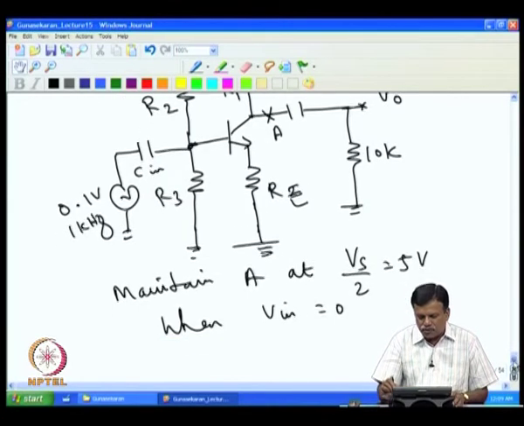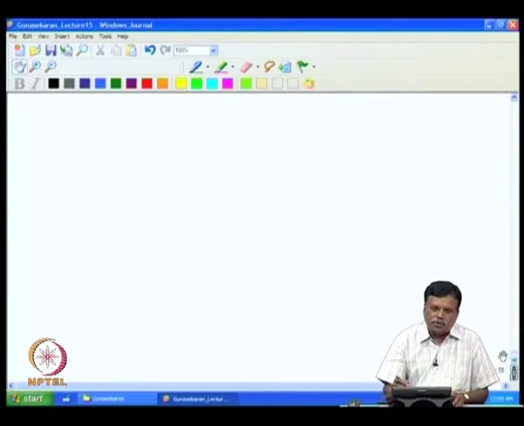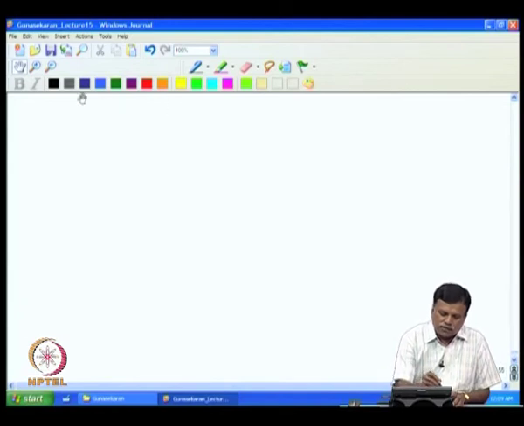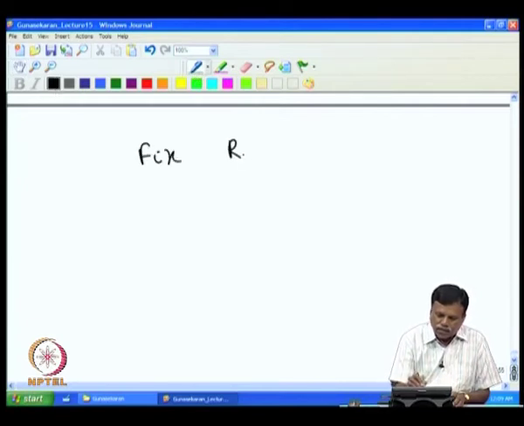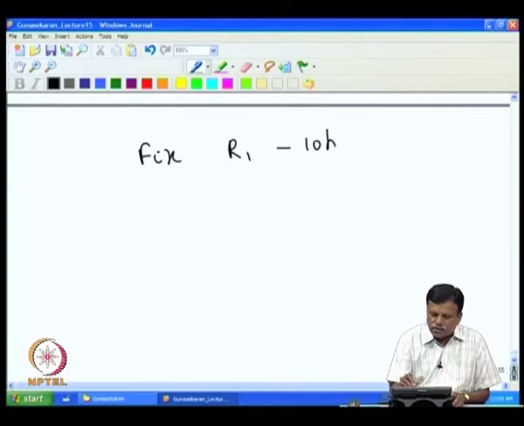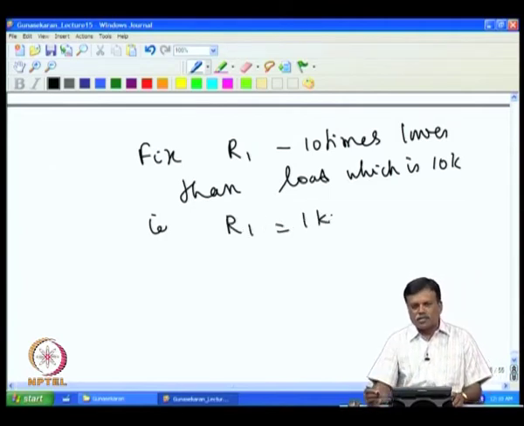So, our first step would be to consider the load and then fix R1 10 times lower than the load, which is 10K. That is, in this case R1 is supposed to be 1K. So, I will fix R1 as 1K.